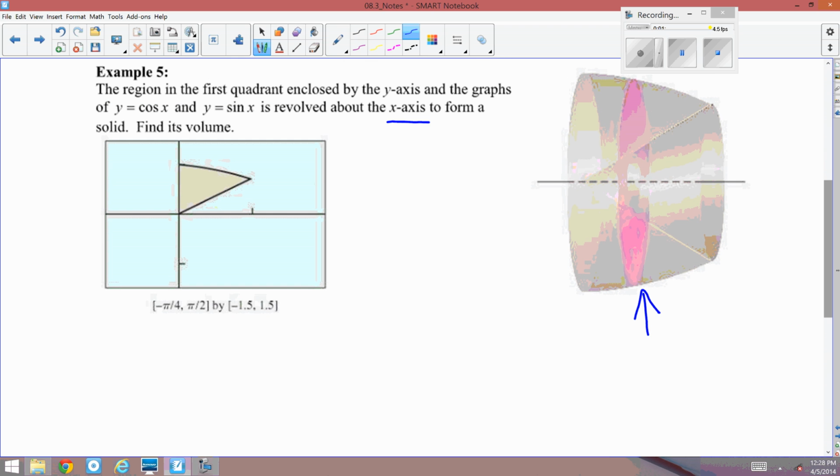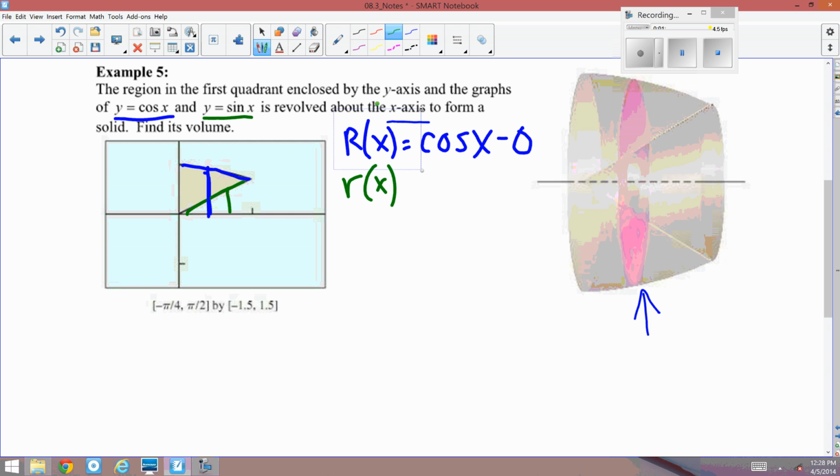All right, but the big parts for the perpendicular method is to pick out your radii. Okay, so if you can draw it, you can write it. This top one is cosine, y equals cosine of x. This one's y equals sine of x. So this big radius is just then cosine of x minus 0. The little radius here is sine of x minus 0.